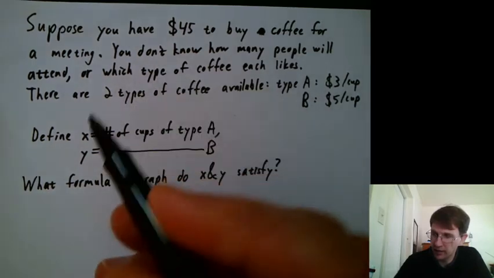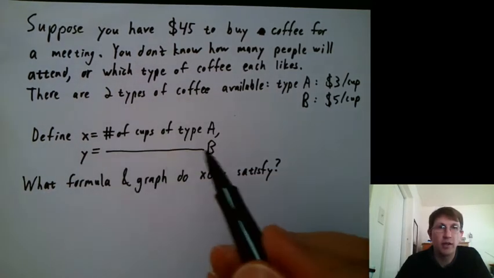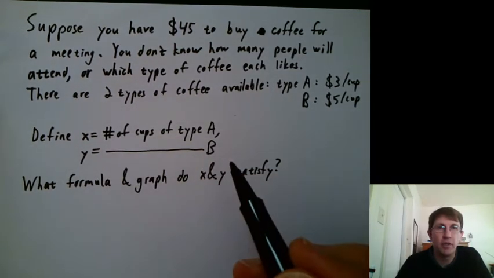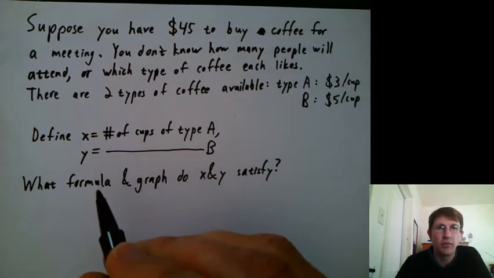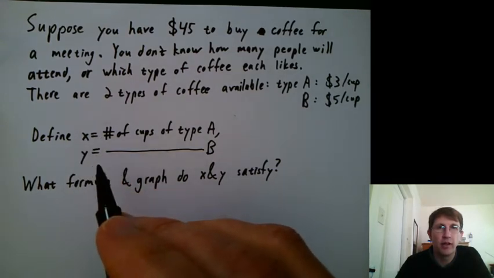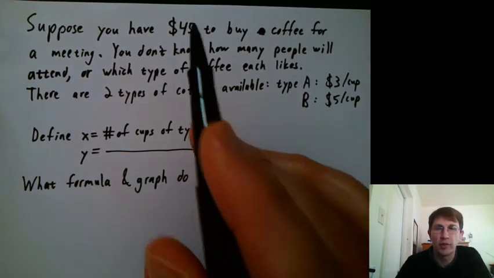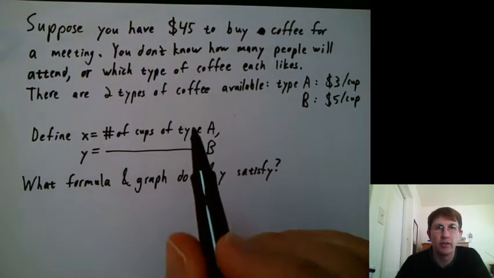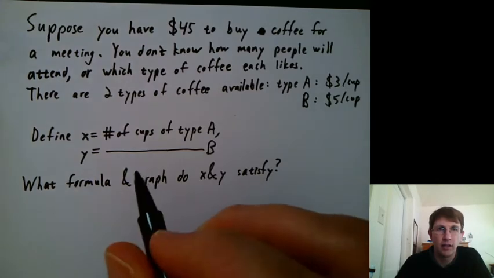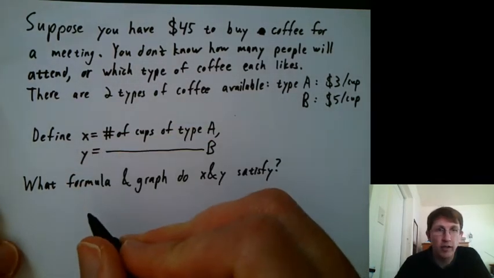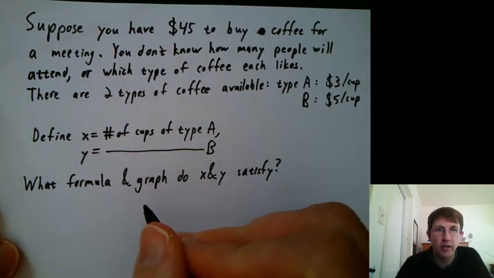We'll say X is how many cups of type A coffee we'll buy, and Y is how many cups of type B. So what formula involving X and Y describes how X and Y have to relate to each other? Let's suppose I'm going to use all $45 of what I've been allocated. So pause the video and write down a formula involving X and Y.